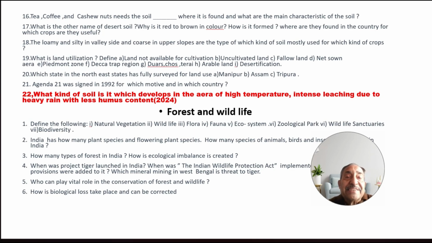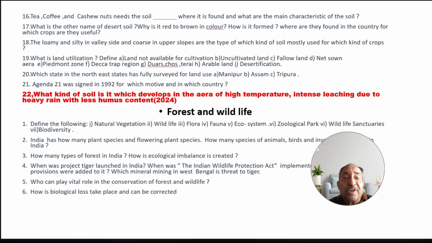The loamy and silty in valley side and coarse in the upper slopes are the type of which kind of soil mostly used for the kind of crops. Which kind of crops? कौन से crops?